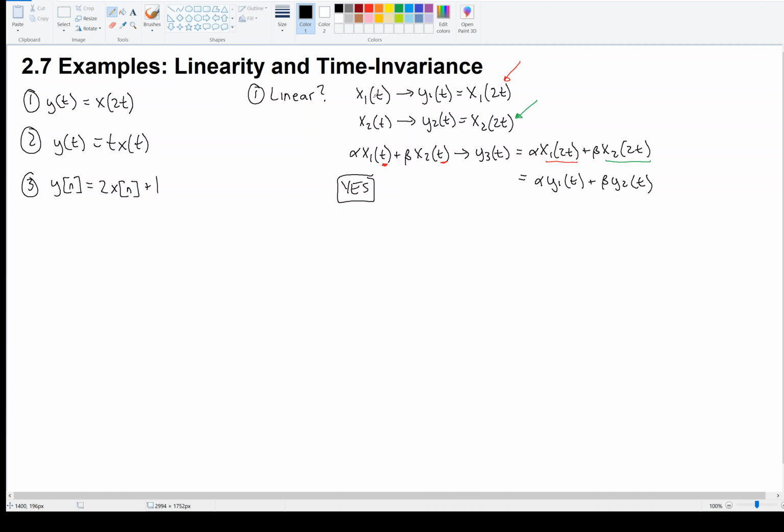Okay, and notice we made no assumptions on the inputs. We didn't say anything about, oh, x1 is a sine wave or a unit step or anything like that, or x2 is an impulse, or alpha is 1 and beta is 3 or whatever. We made no assumptions regarding x1, x2, alpha, and beta, and we were able to prove this linearity property. And in order to do that, of course, we cannot make any assumptions, because this must hold for all x1, all x2, all alpha, and all beta.